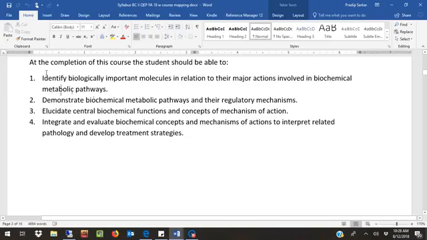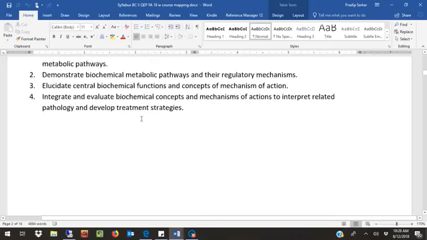Once you are able to understand and apply the identification of the molecules, how the metabolic pathways are running, how they function in our system, in our health conditions, and what the mechanisms of action are, at this point you should be able to integrate all the information.